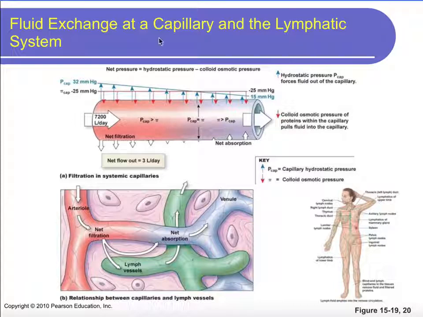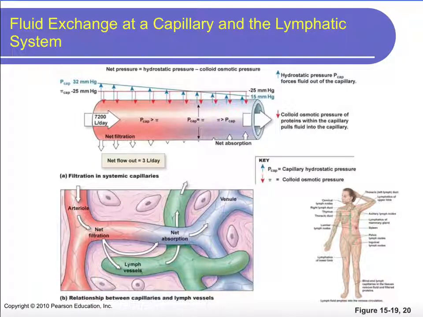Now, fluid exchange at the capillaries is determined by two major pressures. The first thing I want to mention is here's our arterial side of the circulation, here's our venous side, and essentially this is the capillary that's in between. The first thing to note is we will always filter first, and then we will absorb. So we're going to filter out fluids and electrolytes and ions and solutes, and then we're going to absorb them back, or most of them back.